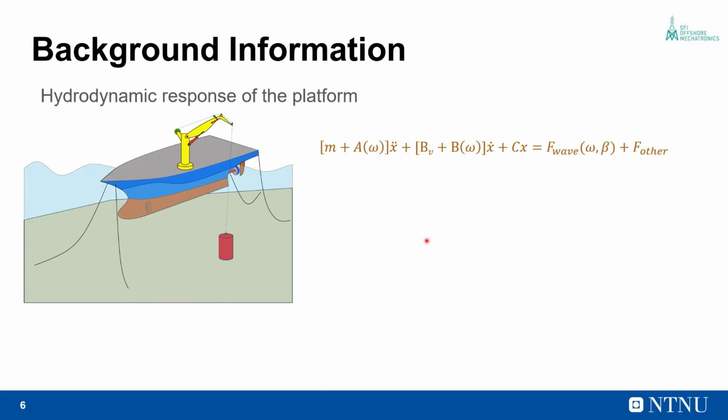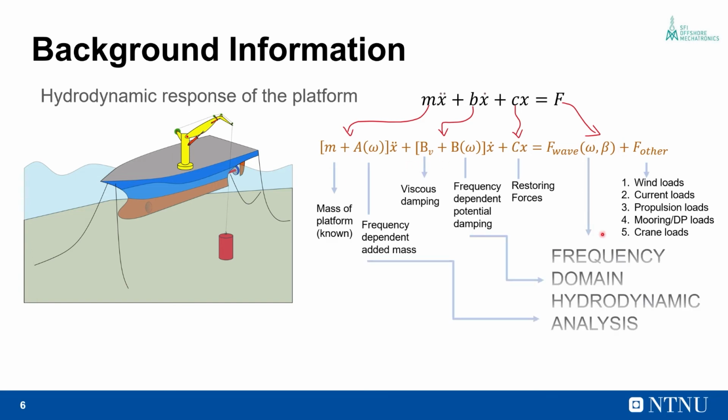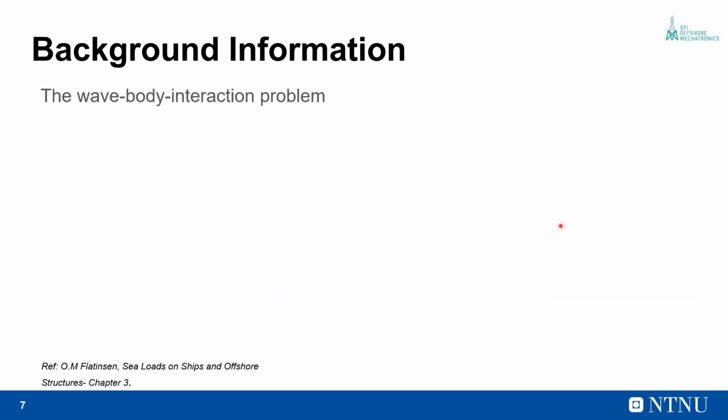What we are basically trying to do is solve an equation of motion of the form that appears on the screen right now, which is analogous to the equation of motion that we described earlier. In this case, the added mass is frequency dependent, the wave radiation damping is frequency dependent, and the wave loads are also frequency dependent. To determine these frequency dependent terms, we need to carry out something called frequency domain hydrodynamic analysis. And to understand that, we need to look at the wave body interaction problem.